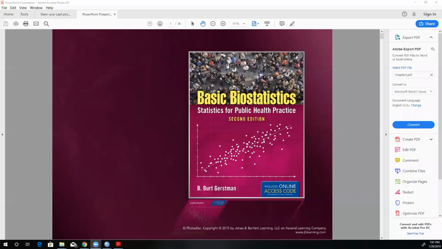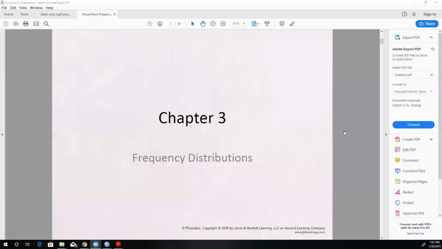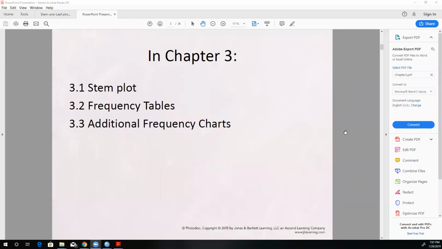And so we're on. And so for this part of biostatistics, we're going to be talking about what is called descriptive biostatistics. So it's stuff that you might be familiar with already if you took a biostats class or a stats class. And so we're going to be looking at frequency distributions.